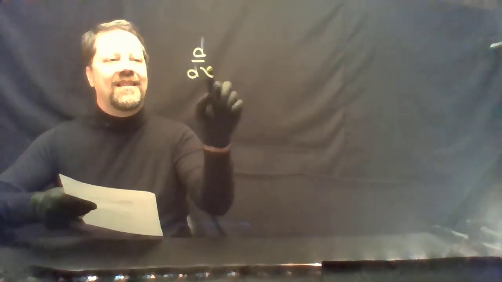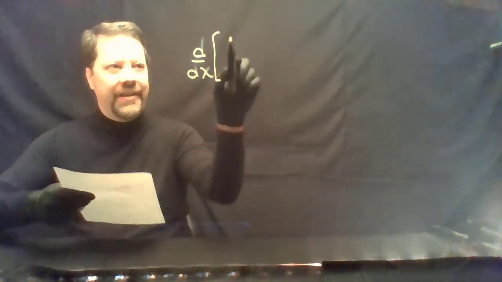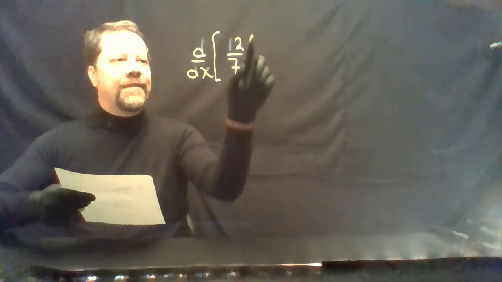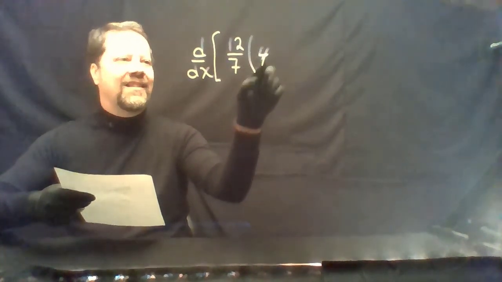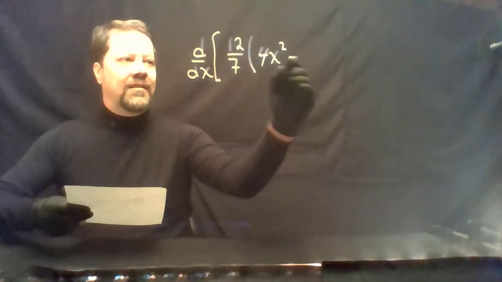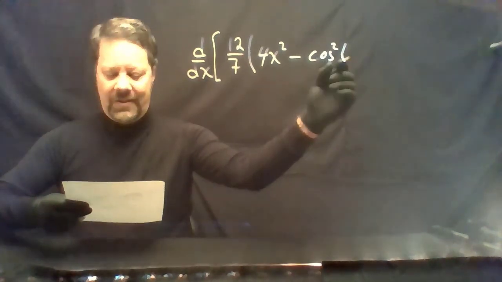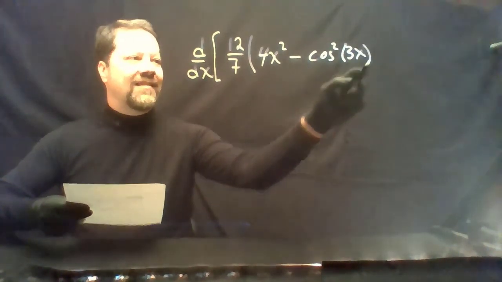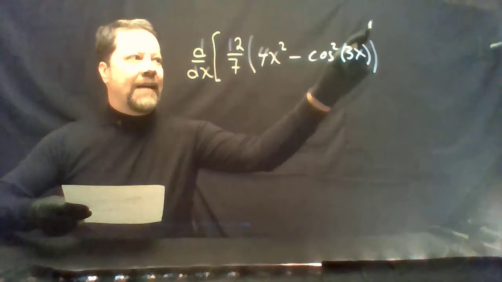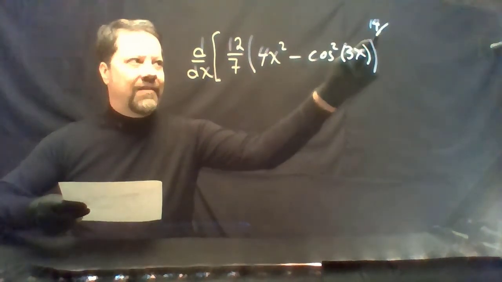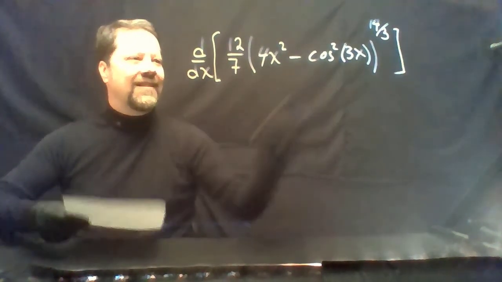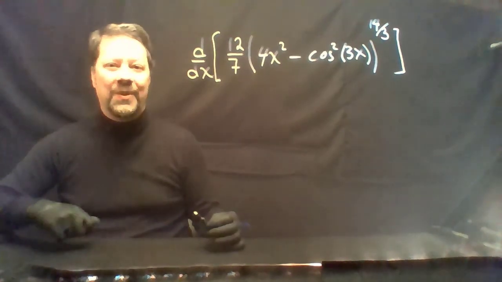Problem 5 is very much like a problem on the exam. Suppose we're taking the derivative of 12/7 times the quantity 4x squared minus cosine squared of 3x to the power of 14/3. Name the rules.